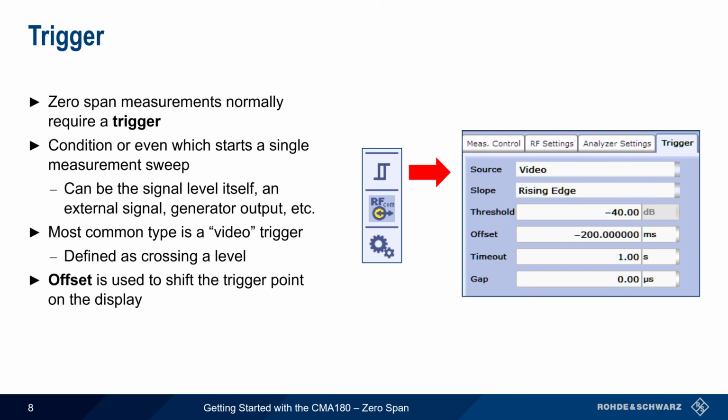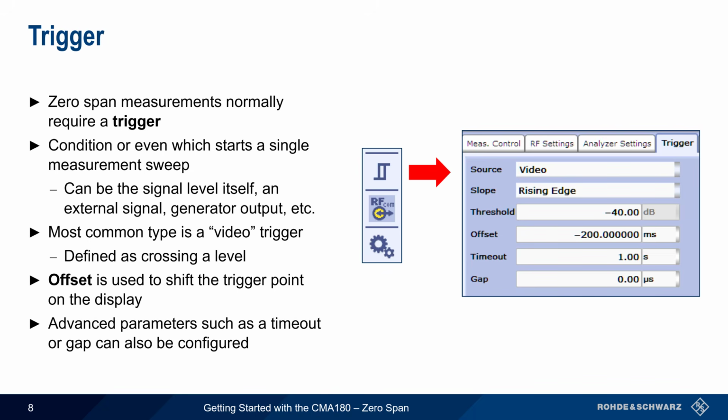Additional trigger parameters include offset, which shifts the trigger point on the display, as well as more advanced features such as a trigger timeout or a gap. Please see the CMA documentation for an explanation of these less common trigger parameters.